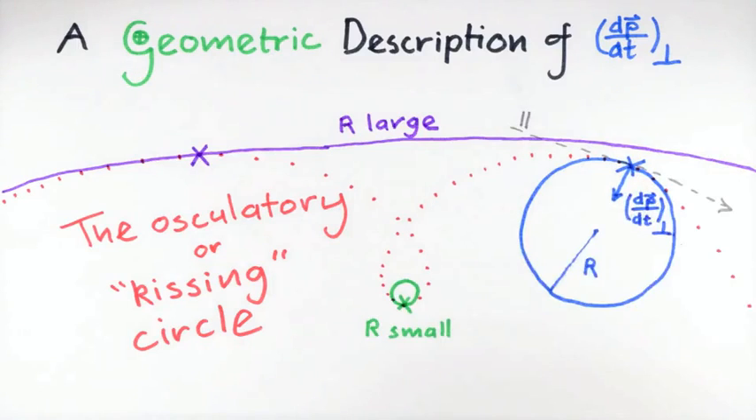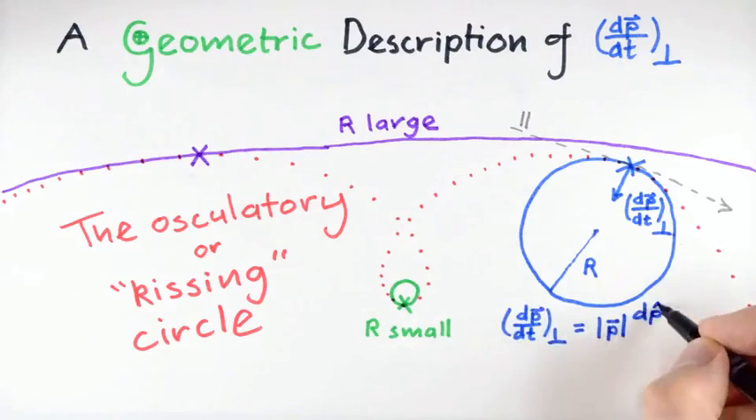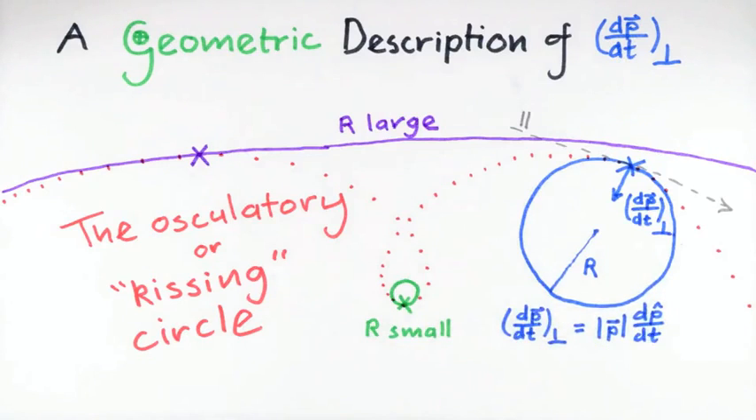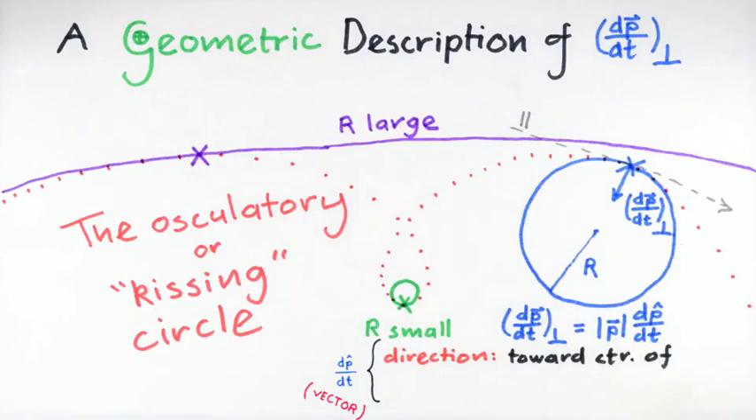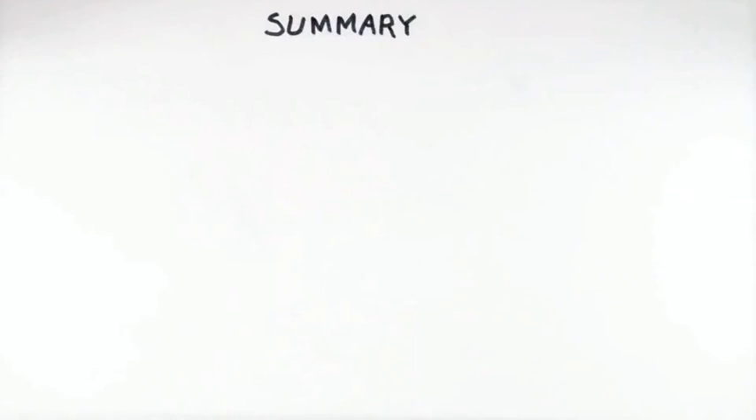The textbook uses the kissing circle to describe a geometric way to perform the derivative of dp hat dt, and we will quote the results here. The direction of the vector dp hat dt is the unique direction that is perpendicular to p hat and points from the object toward the center of the kissing circle. The magnitude of dp hat dt is equal to the magnitude of the velocity divided by the radius of the kissing circle. Let's now summarize all this.